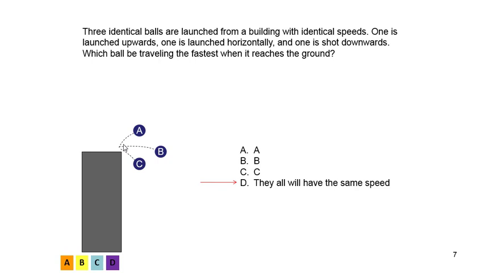So I could say, Ki is the same for all three because they're shot with the same speed. Ui, that initial potential energy, is the same because they're all shot from the same height. So Ki plus Ui is the same for all of them. And then when they get down here, they're going to have the same amount of potential energy. That's Uf will be the same. So they have to have the same amount of kinetic energy, Kf, which means they'll all be going at the same speed.